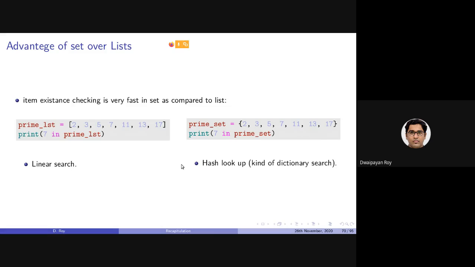But in case of set, it will be doing something similar to a dictionary that we have discussed. So it will straightforwardly check the position, checking whether this 7, the searching item, is actually present in the set or not. There is no provision of using linear search here. So that's why searching in a set is very fast.